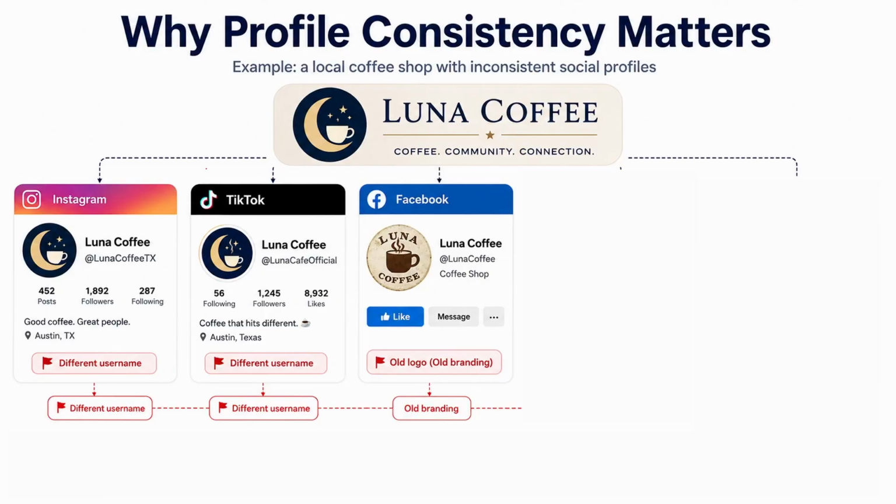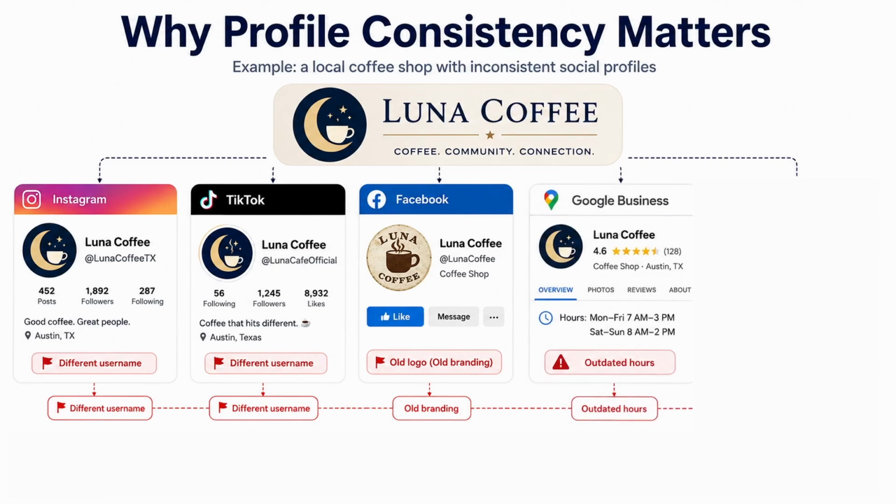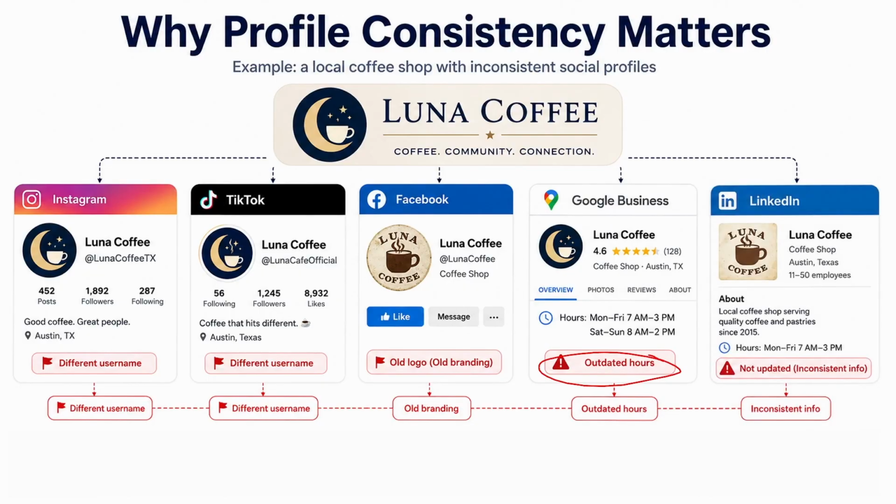On Facebook, we forgot to update our photo altogether. We have an old logo here, old branding. Our handle is also different. It's just at Luna Coffee, no more Texas. Google Business, Luna Coffee might be correct as a name. The logo is updated. However, we have outdated hours on our Google Business page. And on LinkedIn, we did a couple of things wrong. Maybe we did the old logo still. We also didn't update our hours. All of this can create a lot of inconsistencies.